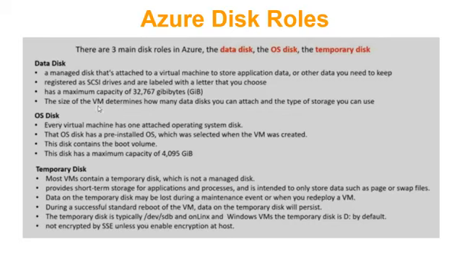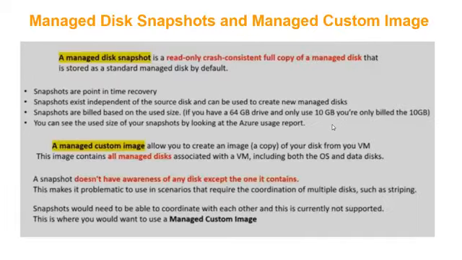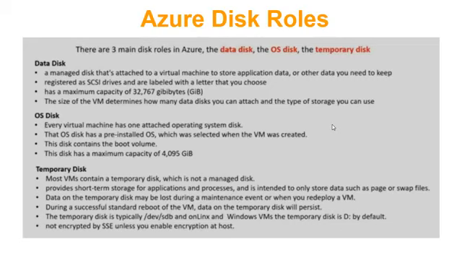The size of the VM determines how many data disks you can attach and the type of storage you can use. We have different sizes and different series of VMs, and that size determines how many data disks we can attach to a single virtual machine and the type of storage of the data disk. So these are the things about a data disk.